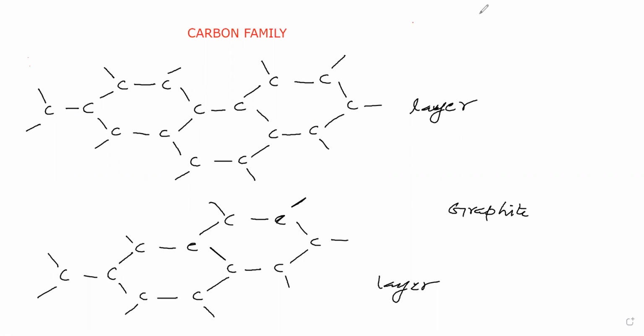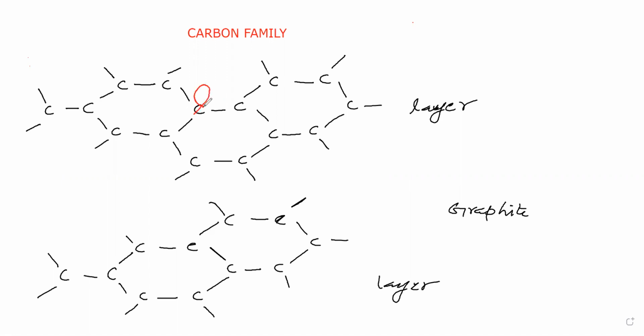Next, here this carbon comes under period number 2. So this outermost shell is second shell. This group number is 4A. So this valence shell contains 4 electrons. Out of 4 electrons, 3 electrons are involved in bonding. Remaining 1 electron is there. That electron is present in 2p orbital.